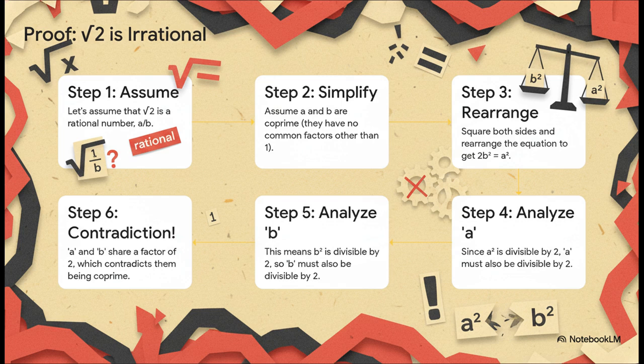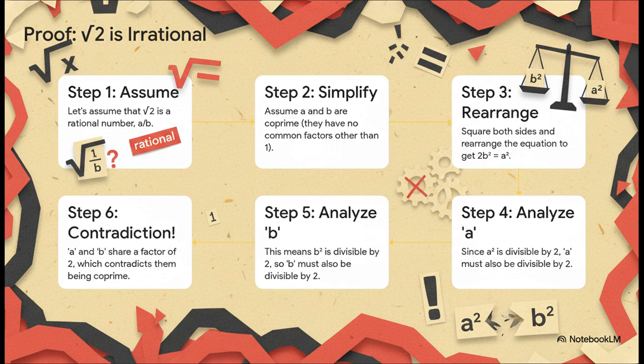Okay, next, a little bit of algebra. We just square both sides. That gives us 2 equals a squared over b squared. Rearrange it a little, and you get 2b squared equals a squared. Now, let's look closely at a. If a squared equals 2 times something, that means a squared has to be an even number, right? And what did our key theorem tell us? If a squared is divisible by 2, then a itself must also be divisible by 2.